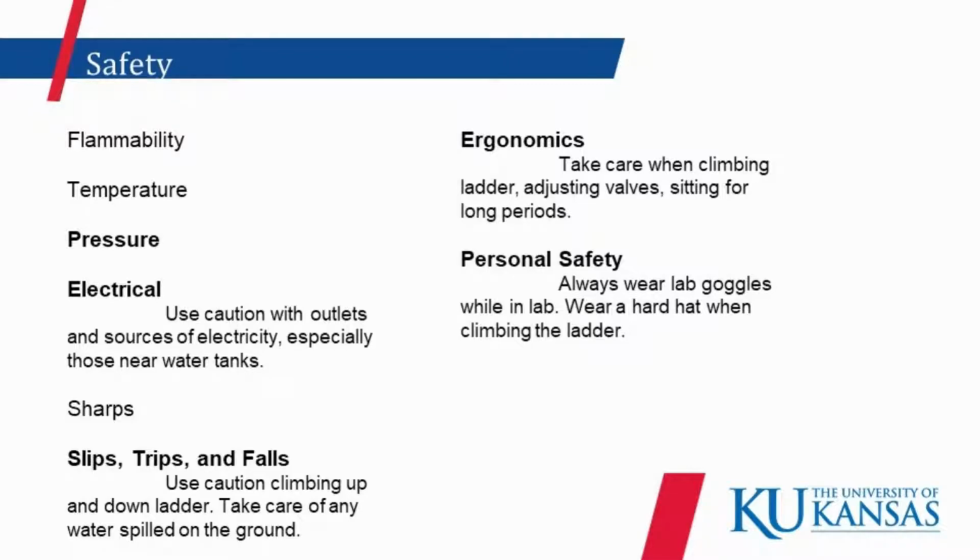For ergonomics, use caution when climbing the ladder, and understand just how sitting for long periods can affect the body. And then for personal safety, one should always wear lab goggles while in the lab and wear a hard hat to use the ladder. In addition, while there are no hazardous chemicals involved with this experiment, other experiments running concurrently might make use of hazardous chemicals, so it's always a good idea to wear a lab coat while in the lab.